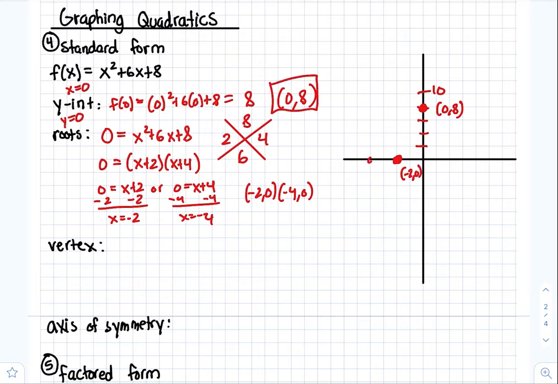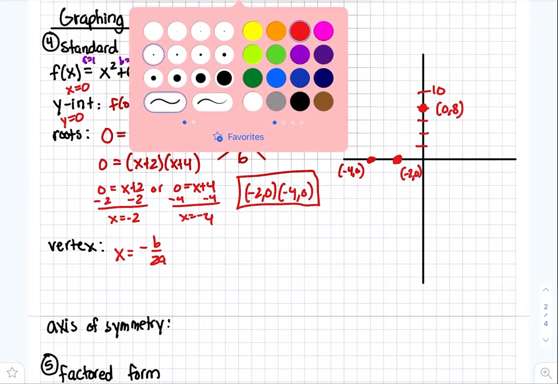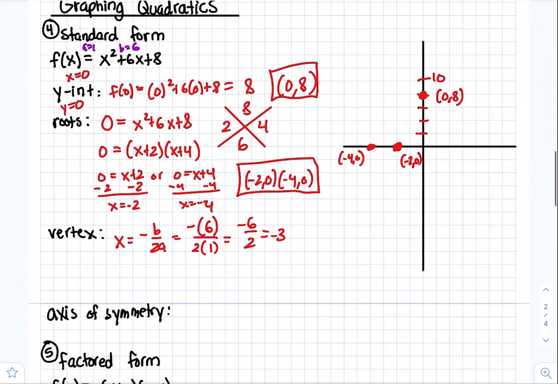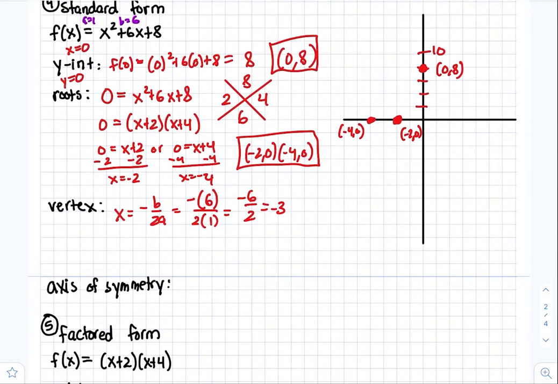And negative 4 comma 0 is right there. Now, vertex, for standard form: x equals negative b over 2a. Your a value is 1, and your b value is 6. So, negative 6 over 2 times your a value, which is 1. Negative 6 over 2 is negative 3. So the x coordinate of the vertex is negative 3, and that's also our axis of symmetry.